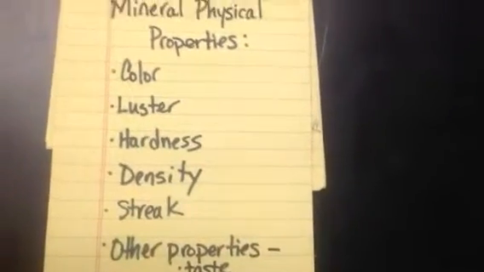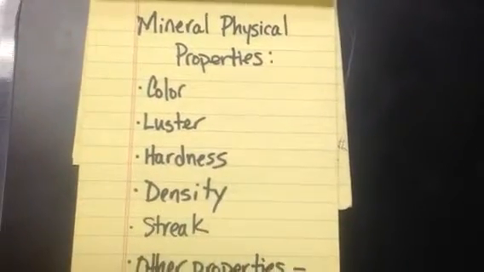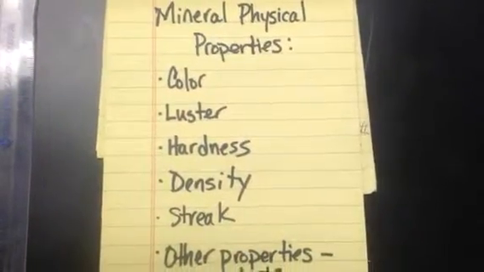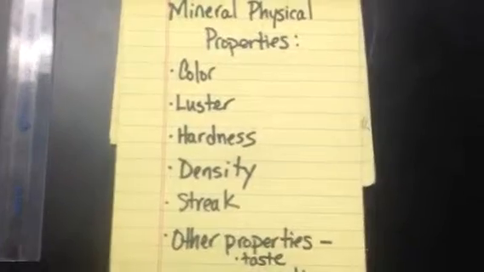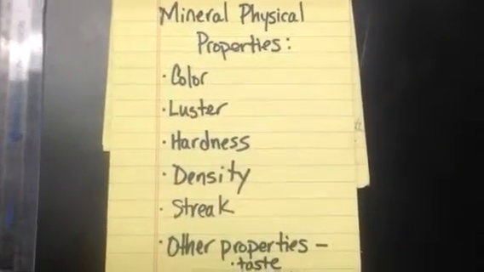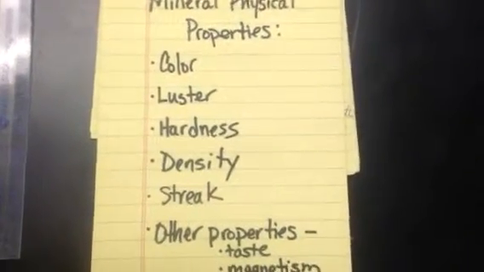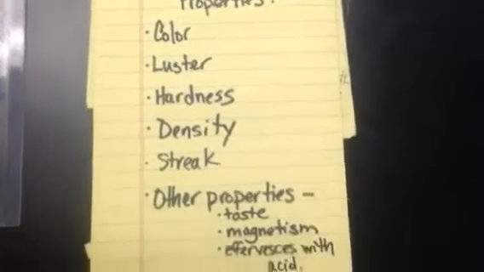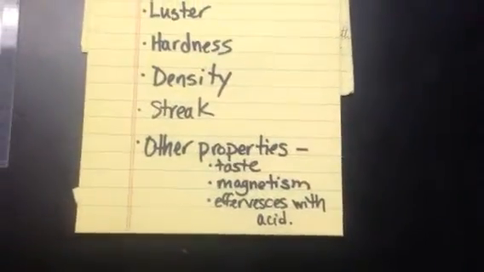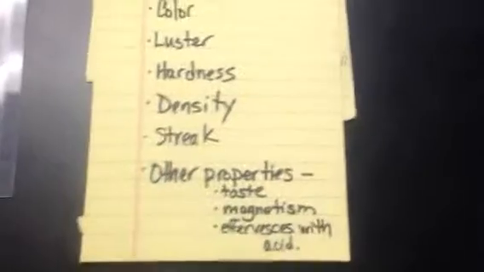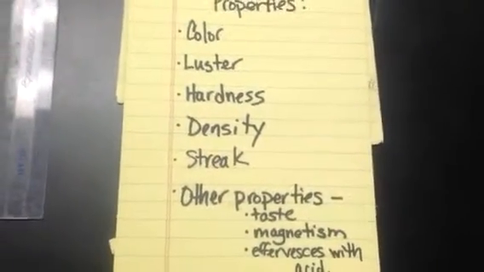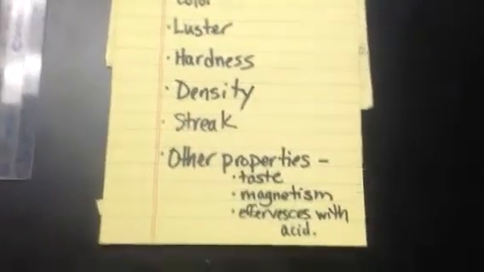This is physical geology, mineral physical properties for your mineral lab for KPC Physical Geology 111. Just want to give a couple ideas on how to identify minerals using the physical properties. One is color, luster, hardness, density, and streak, and we'll also be looking at some other properties like taste, magnetism, and the reaction with hydrochloric acid. Hopefully at home you should be using lime juice or lemon juice.